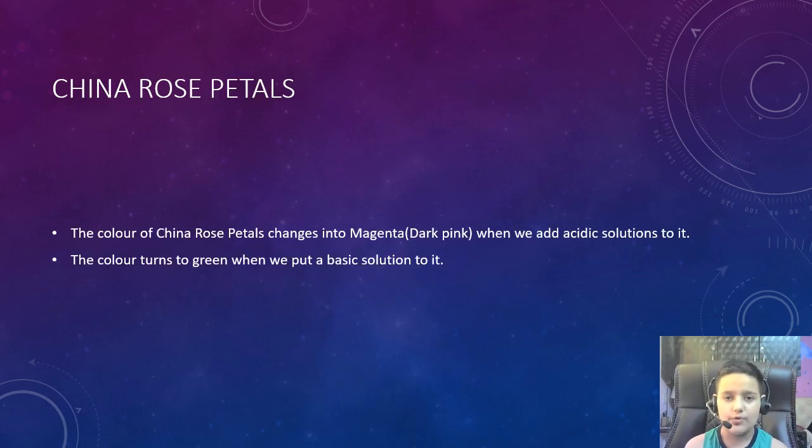China rose petals are a kind of indicator which helps us in indicating whether a substance is acidic or basic. To indicate this, it changes its color. Whenever we add an acidic solution to it, it changes its color to magenta, or dark pink. Whenever we put a basic solution to it, it changes its color to green. This is how it shows us whether it's an acidic or a basic solution.